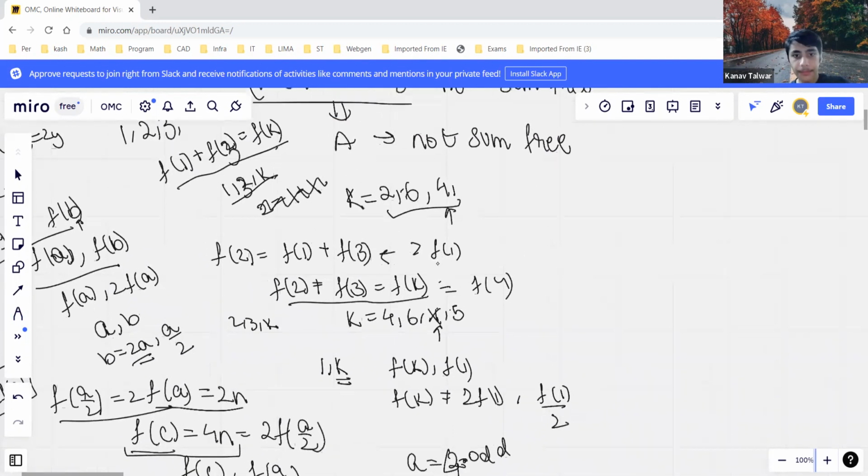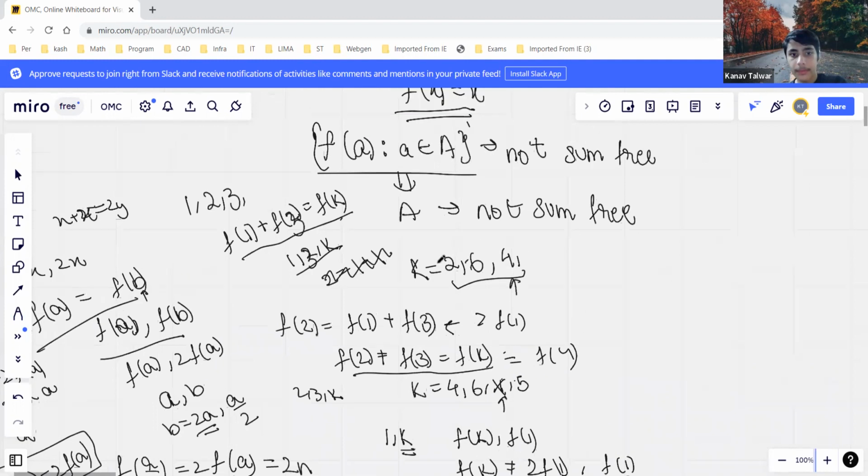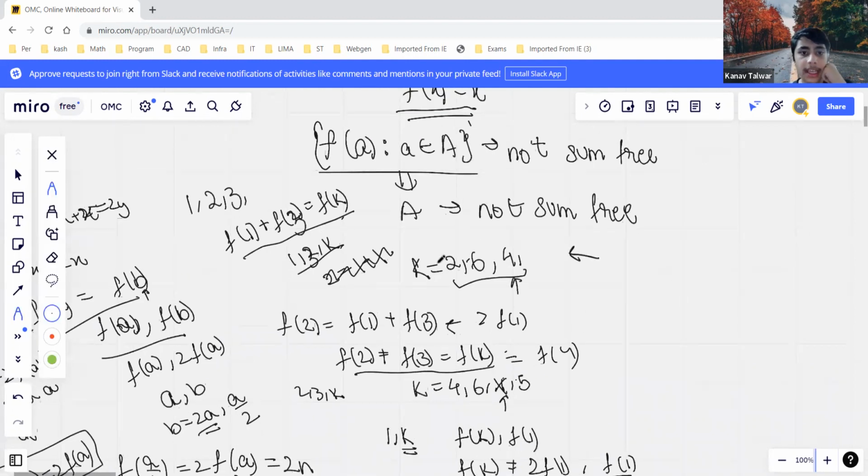Now let's go back to the idea that we started with. So we started with this, right? We took a k, which is equal to f of 1 plus f of 3. Then f of 1, f of 3, and f of k is not sum free, just because of our construction of k. Thus, its original set must also be not sum free. That is, 1, 3, and k must not be sum free, as said by Arav. Thus, k must be 2 times 1, 2 times 3, 3 plus 1, or 3 minus 1. So 3 minus 1 is 2 again. So k must be 2, 6, or 4.